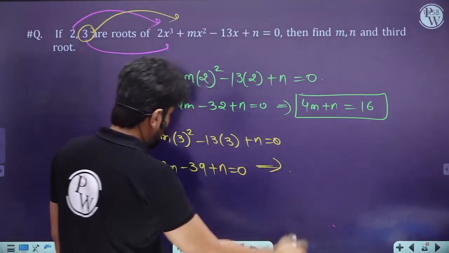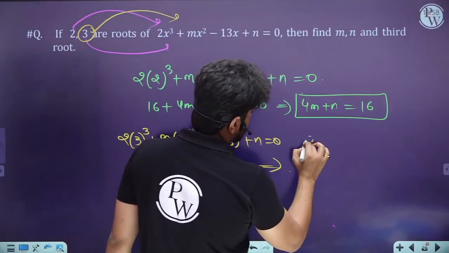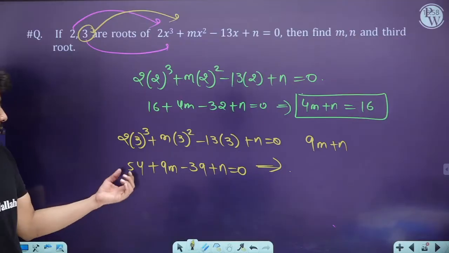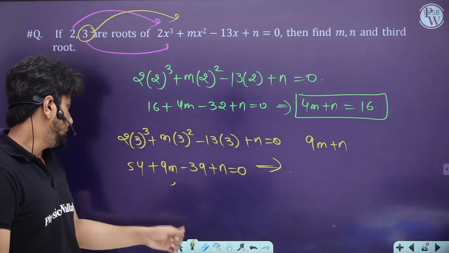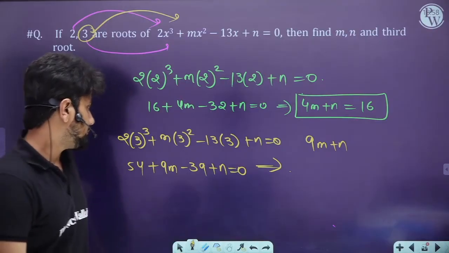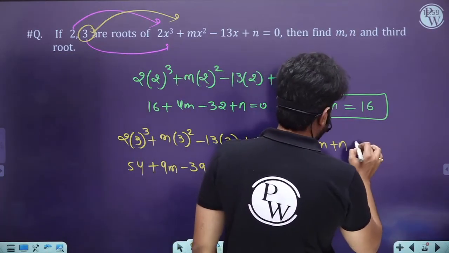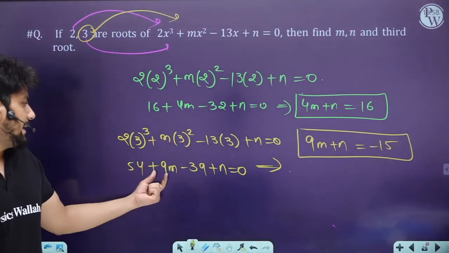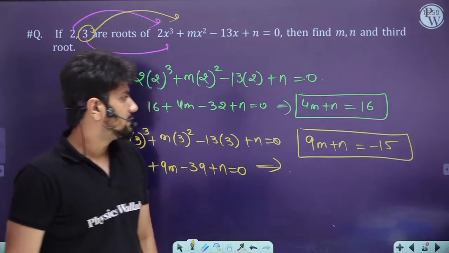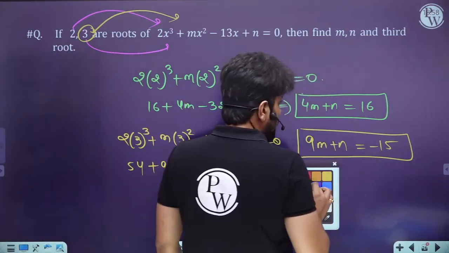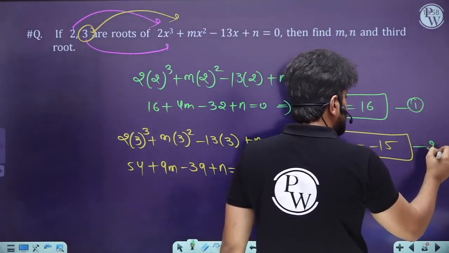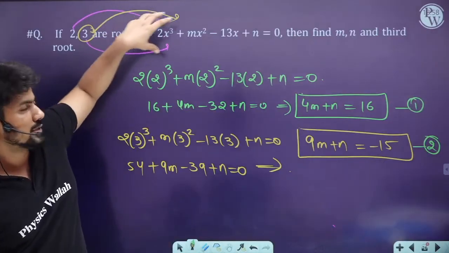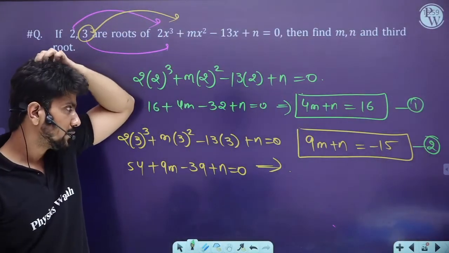So from here, what do I get? I get 9m plus n, 54 minus 39, so that is 15. So 9m plus n is equal to minus 15. If you send this term to the right hand side, this is what I get. Now, using equation 1 and equation 2, you can find the unknowns m and n. So if you know the roots, you can satisfy the equation. As simple as that.